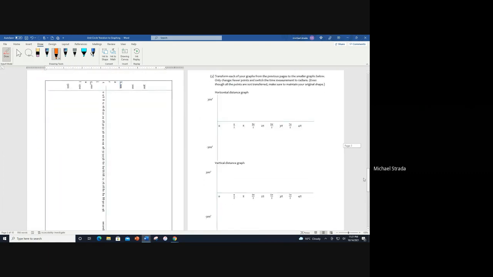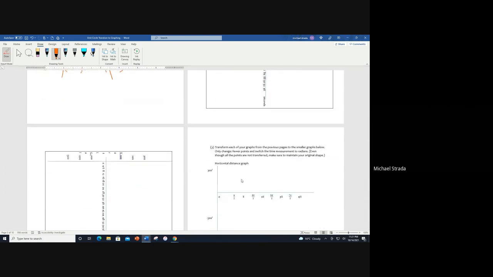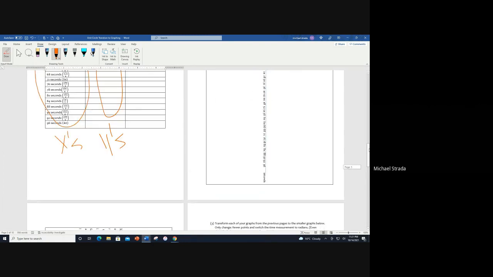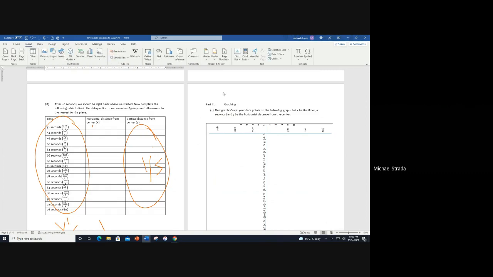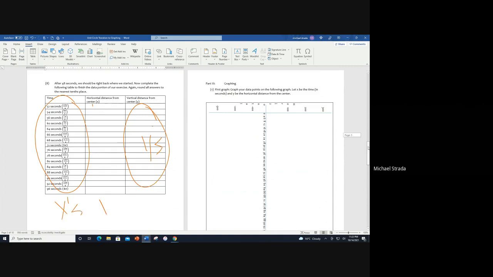When we come to this graph, now we have the vertical down here, the second page of graphs. The only difference there is the time's going to stay the same, but now this is your y coordinates. So that's your y. That's the only difference between the two graphs. The x is going to be the same, but those are your y's.